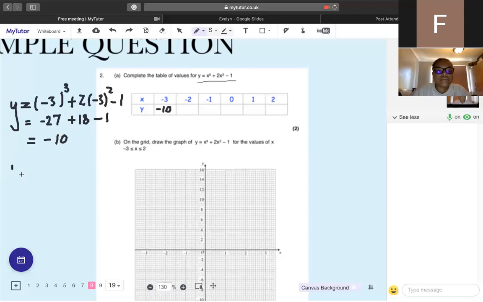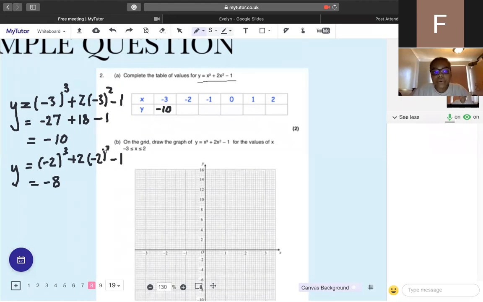Then we have to do the rest as well. So let's do minus 2. We'll do minus 2 cubed plus 2 multiplied by minus 2 squared, and then minus 1. Minus 2 cubed is minus 8. Then 2 multiplied by minus 2 squared: minus 2 squared is 4, multiplied by 2 is plus 8. And then we've got minus 1. So our answer for this one would be minus 1. And then we do exactly the same thing for minus 1.